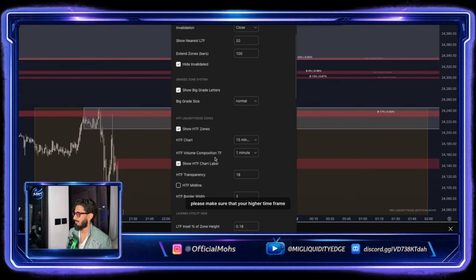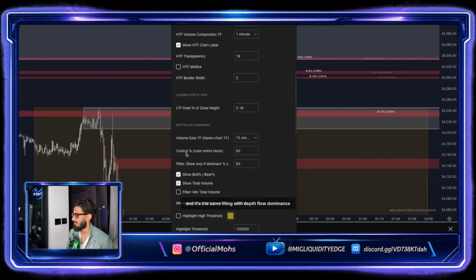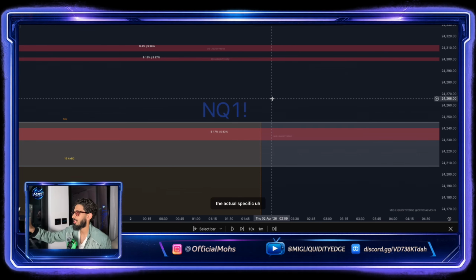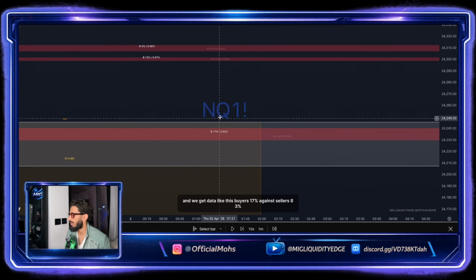Please make sure that your higher time frame volume is lower than the chart that you're on, or the same. The reason why we have that, and it's the same thing with depth flow dominance, is we have 4 engines in the back that are calculating the actual specific volume within that area. And we get data like this.